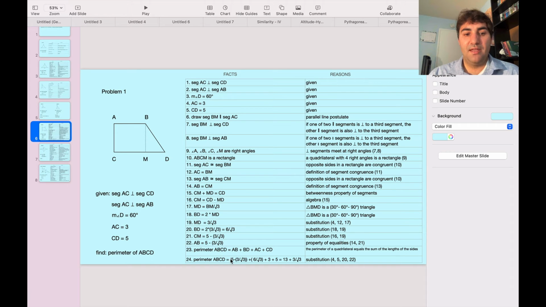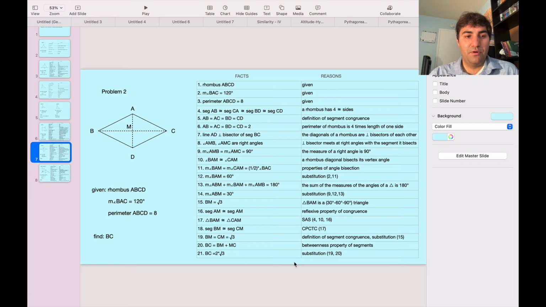So the perimeter of ABCD is just you add the lengths together, and remember not to include this BM. I just wrote this to work with this triangle, but we're not interested in this length here. So if you plug in what we have and what we solved for, you get 13 plus 3 divided by square root of 3, and that's the perimeter of ABCD.